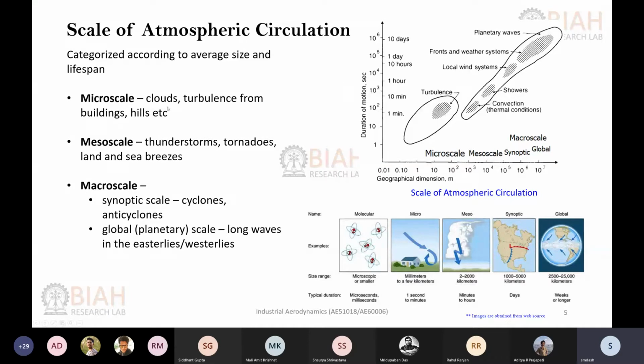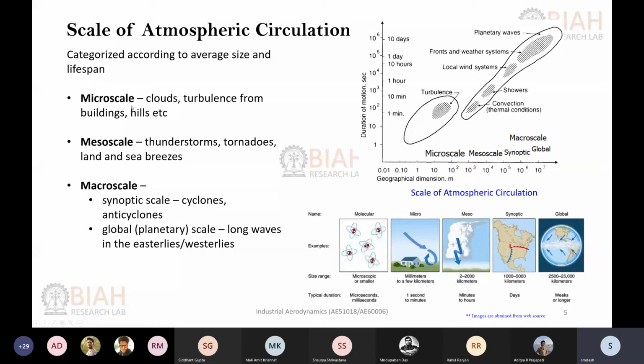In the microscale, generally you observe clouds or turbulence appearing from buildings or hills. If you have different terrain conditions and incoming wind, that may lead to generation of vortices or circulation. Or otherwise the cloud formation or the pollutant coming out of a chimney. Those have very small velocity scale and spatial scale, so those can be categorized as microscale atmospheric circulation.